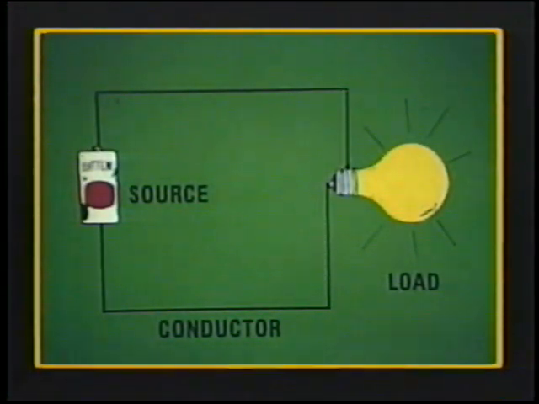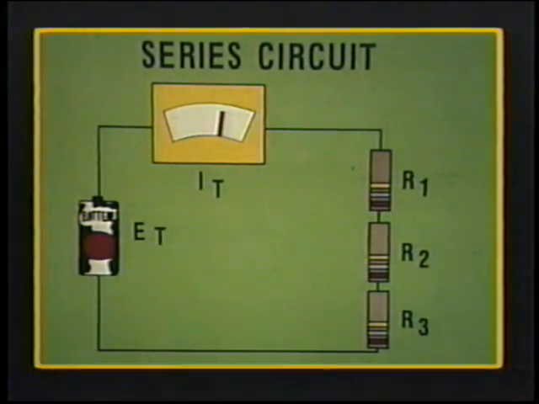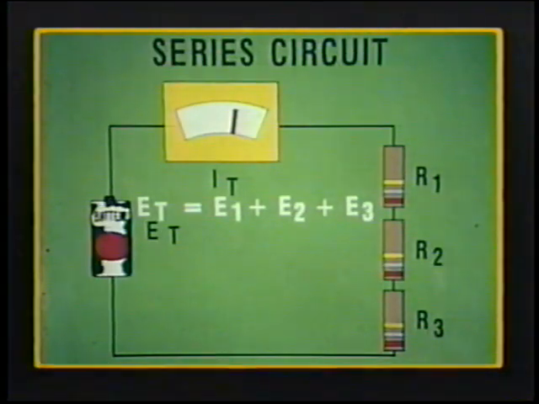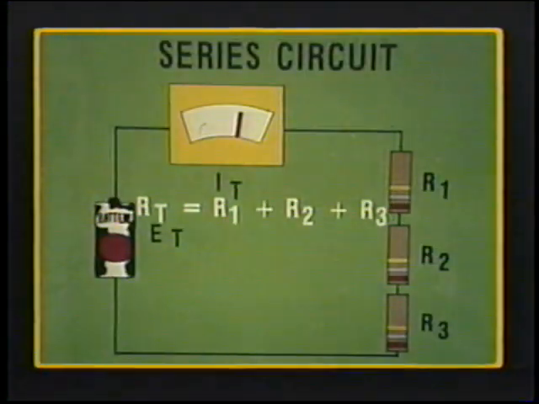All electrical circuits must contain a source of electrical energy, a load to use the energy, and conductors to join them. In a series circuit, there is only one path for electron flow. The current will be the same through all components. And the sum of all the voltage drops equals the source voltage. The total resistance is the sum of all of the individual resistances.